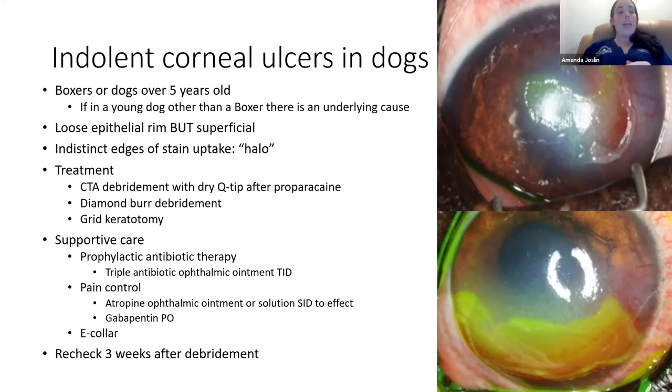as you need. If you're referring them for debridement and they're coming in to see me or another ophthalmologist shortly, I say don't debride it, because I typically wait at least 10 to 14 days after a Q-tip debridement to do the debridement in hospital with us.